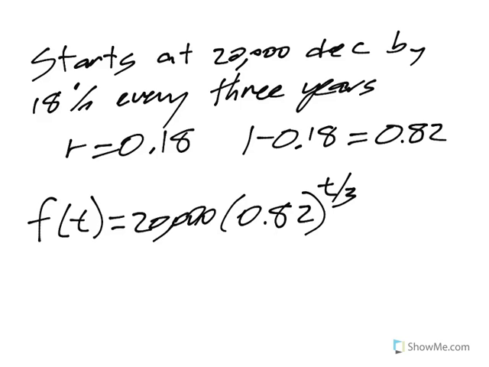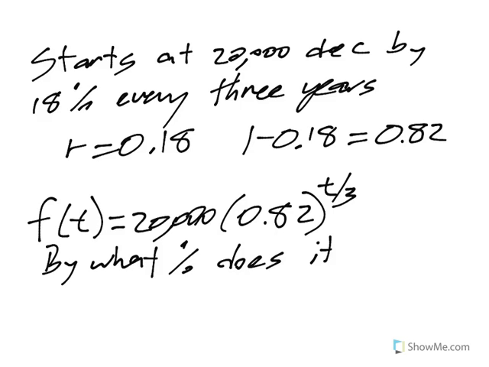But somebody might ask you, by what percentage does it decrease every year? And you'd be tempted to say, well, it's 18% in 3 years, and so 18 divided by 3 is 6. Maybe it's 6% every year. But that intuition is linear intuition. It's not what this exponential function does.